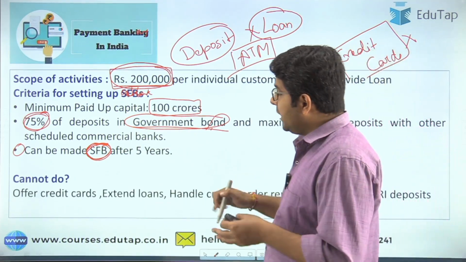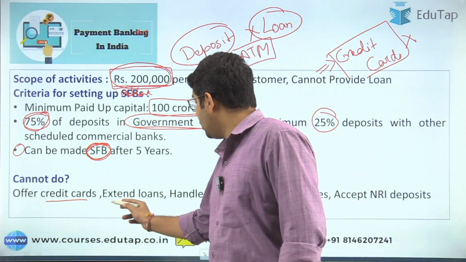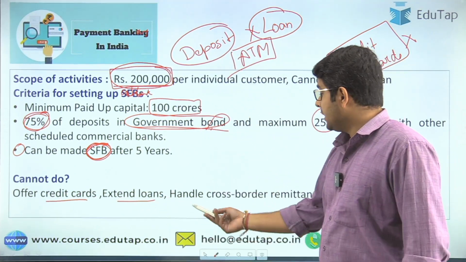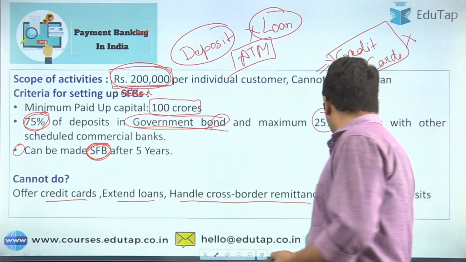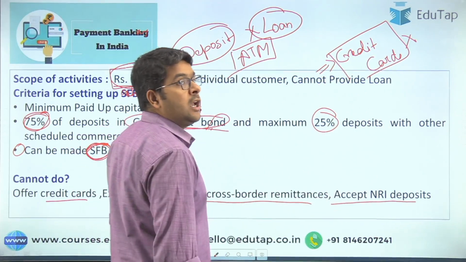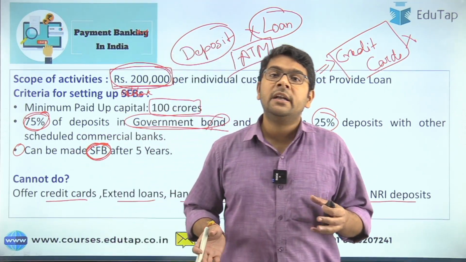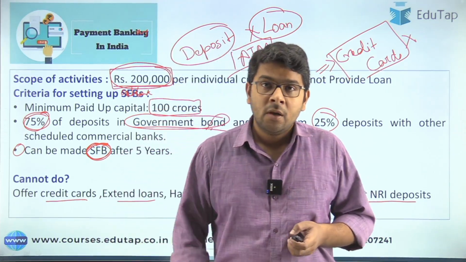So guys, we have already discussed that they cannot provide you credit cards, they cannot extend loans, they cannot do cross-border remittances, or they cannot accept NRI deposits. So guys, these are the important factors that we need to remember. Questions can be asked on any of these aspects.